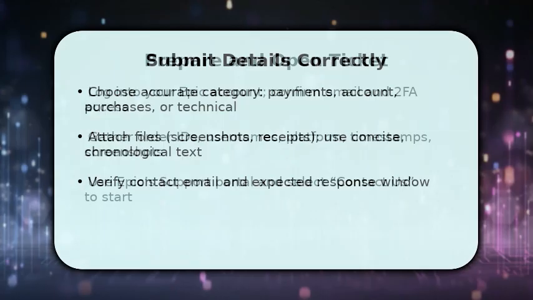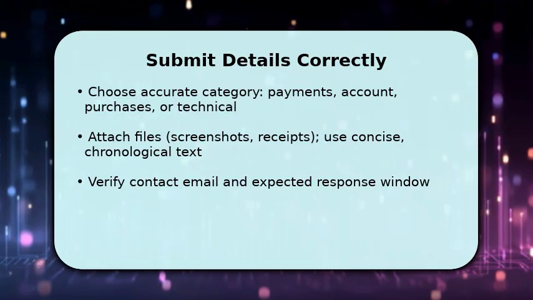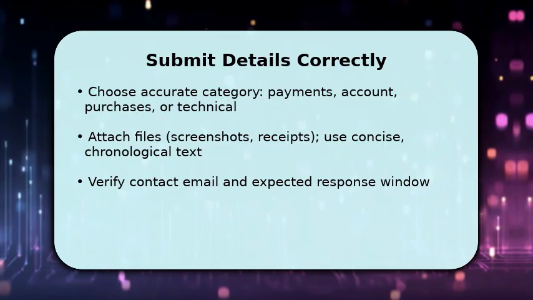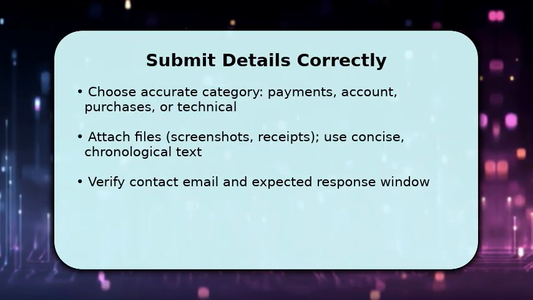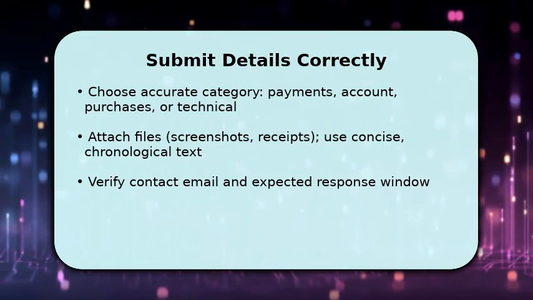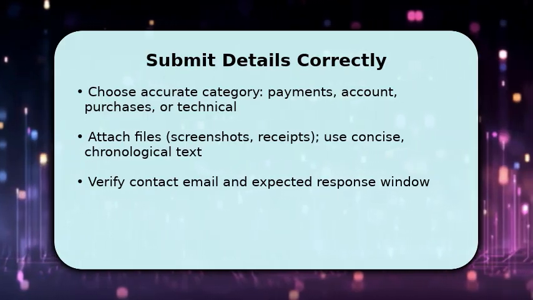Once the ticket form is open, select the most precise category and subcategory. This routes your request to the right team. You should write a concise, chronological description: what happened when and what you tried. Attach screenshots and receipts as separate files, labeled clearly. Use plain language and avoid speculation so the agent can act.